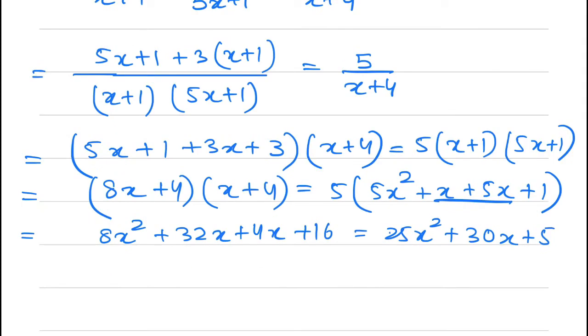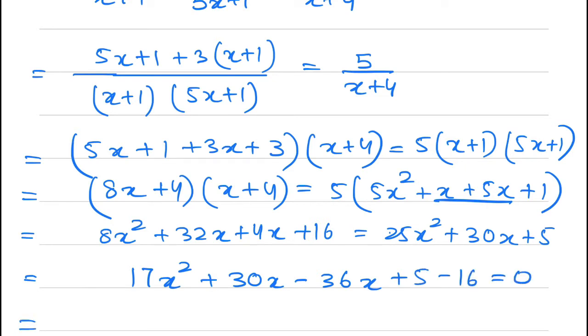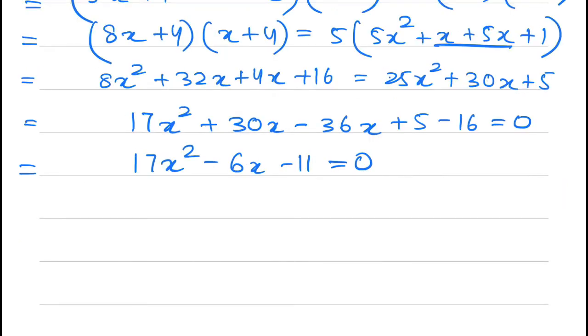Now taking everything on the right hand side, we have 25x square minus 8x square will be 17x square plus 30x minus 36x plus 5 minus 16 is equal to 0. We have 17x square minus 6x minus 11 is equal to 0. To factorize this equation, we need to find two numbers whose sum is minus 6 and product is minus 11 into 17. So we can clearly see it would be minus 17 and plus 11.